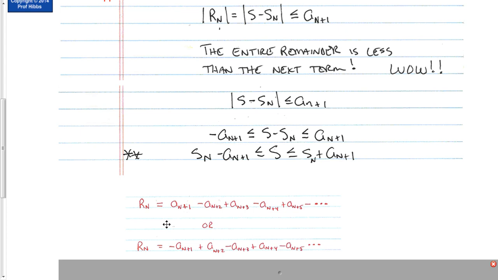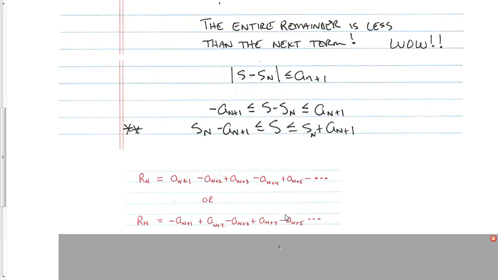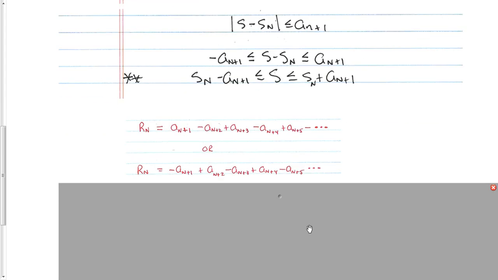So R sub n is either going to start with a positive or it's going to start with a negative. If it starts with a positive, then it's going to alternate to negative, then positive, then negative. If it starts with negative, it's going to alternate to positive, negative, positive. But it's starting at A sub n plus 1, and then we go to A sub n plus 2, and then A sub n plus 3, and so on all the way to infinity here.